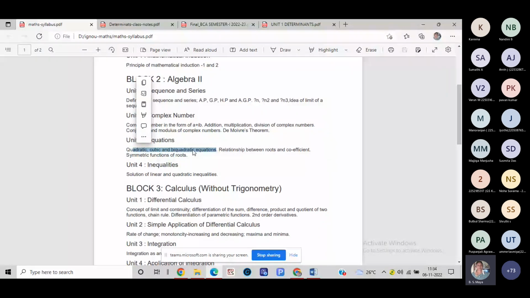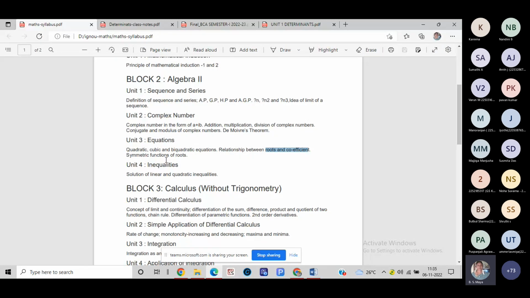Next, roots and coefficients. Each equation has roots. The roots are nothing but the solutions. The solutions of an equation are called roots: root 1, root 2, root 3, like that will be the representation. The roots also relate to the coefficient terms. So when I solve problems, you will know about roots and coefficients. And for symmetric functions, where both the equations are the same, we learn how to find the symmetric functions of the roots.